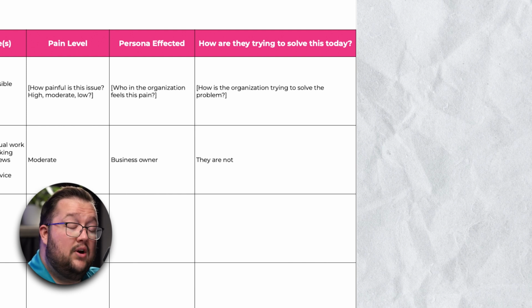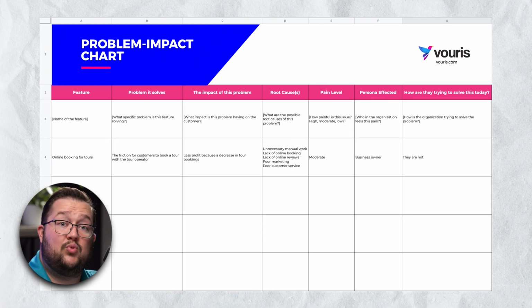Another thing to add here is sometimes there's nothing they have done to solve the problem, and that's really powerful, especially if the pain level is really high. Then when you talk to those prospects, not only are they feeling the pain, but they also don't know what to do about it, and you're truly coming in with a solution that's going to have a huge impact on their organization. So go ahead, fill out that sheet, go in as much detail as you possibly can.